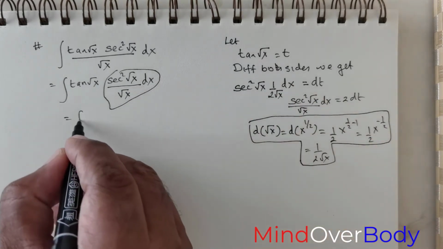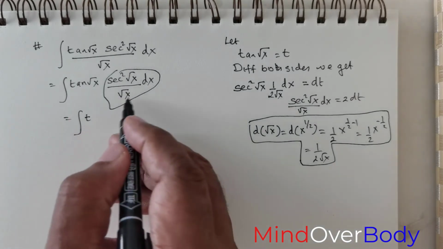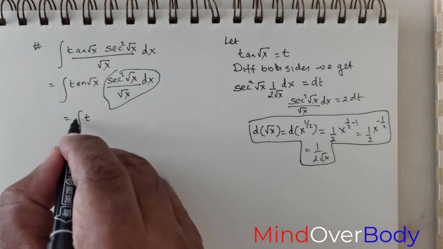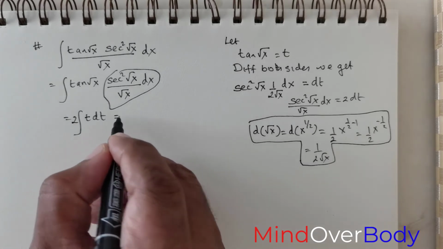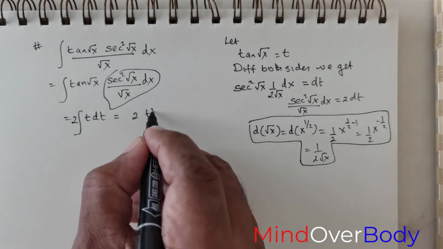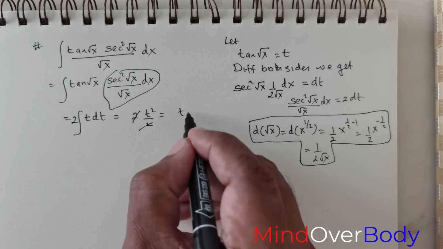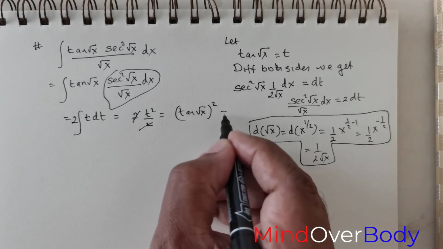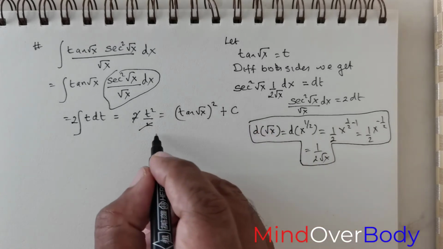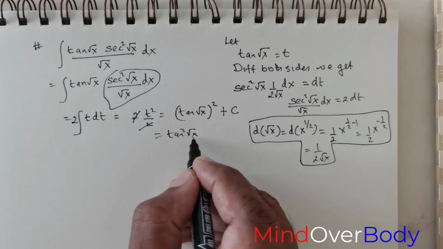So this is equal to the integral, in place of tan root of x we are going to have t. In place of this entire thing is going to be 2 dt. I'll place the 2 here, and I'll place dt here. So integrating this would give me t squared over 2. The 2 can be cancelled, but my t is tan root of x. This has to be raised to the power of 2, plus an arbitrary constant c. Of course, you can rewrite this as tan squared root of x plus c.